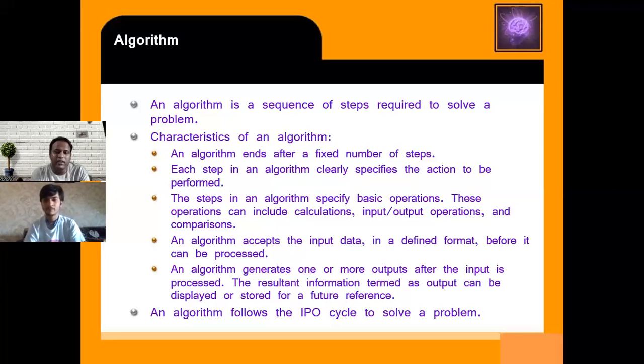An algorithm generates one or more outputs after the input is processed. You definitely get one output, but it may happen that it gives more than one. When you get a result, the resultant information, termed as output, can be displayed or stored for future reference. An algorithm follows the IPO cycle to solve a problem.